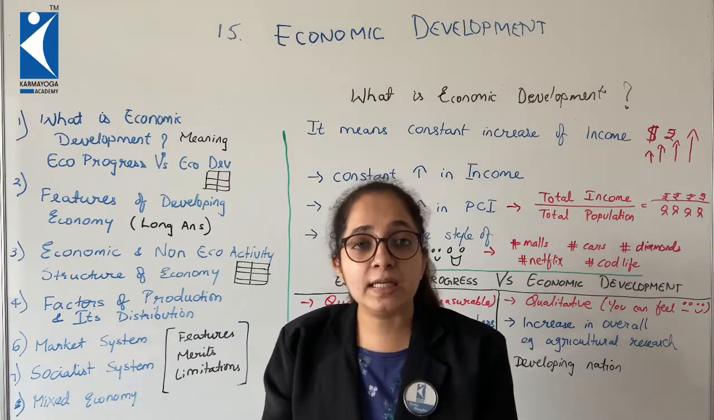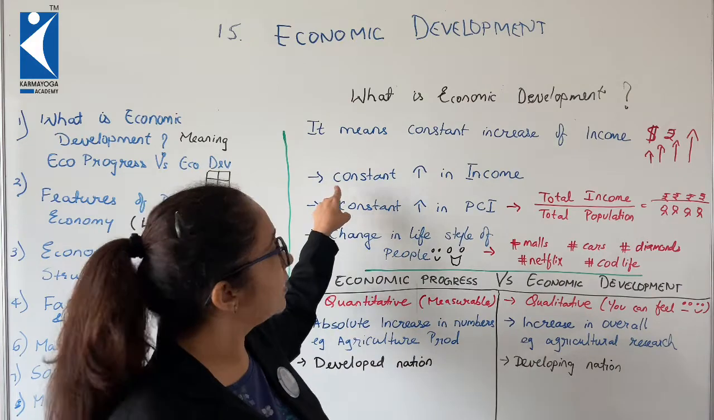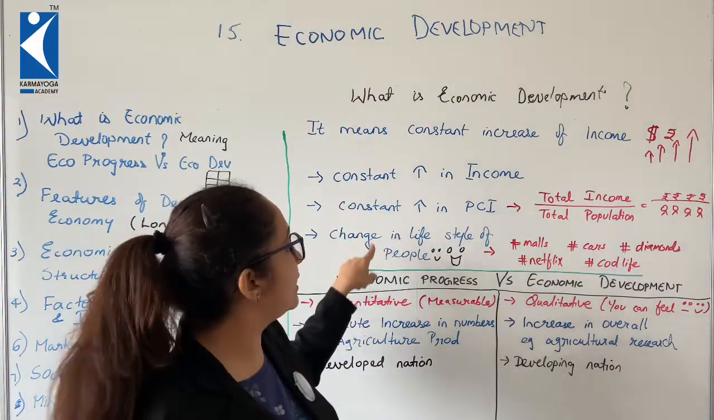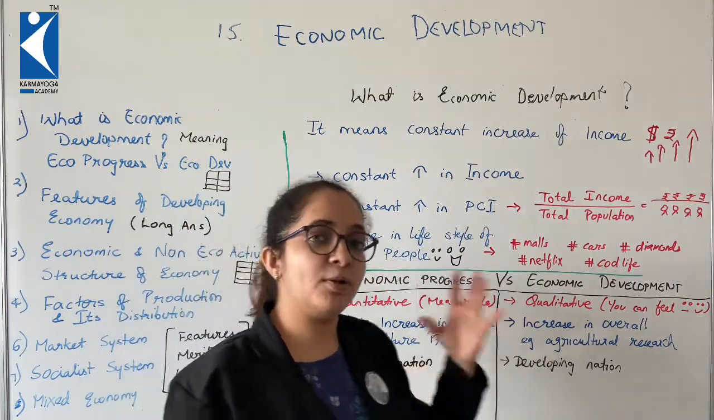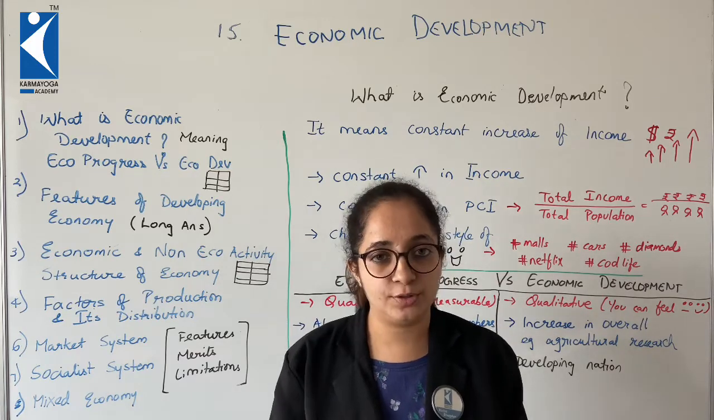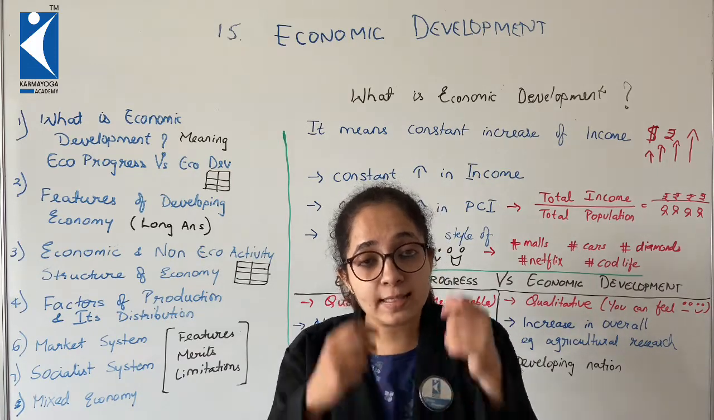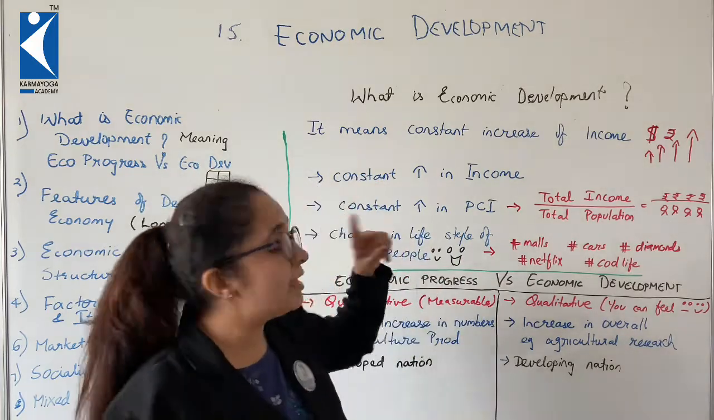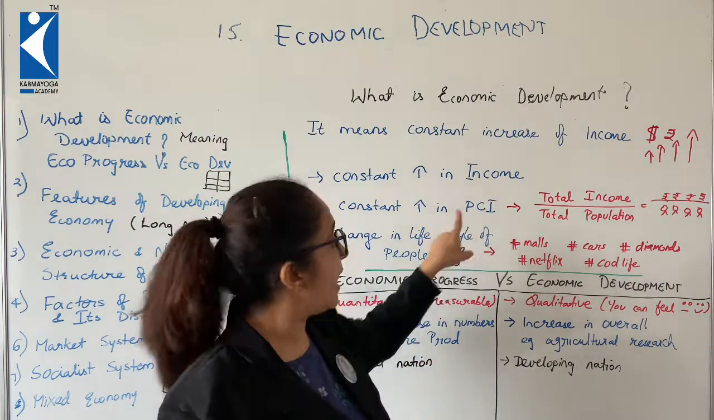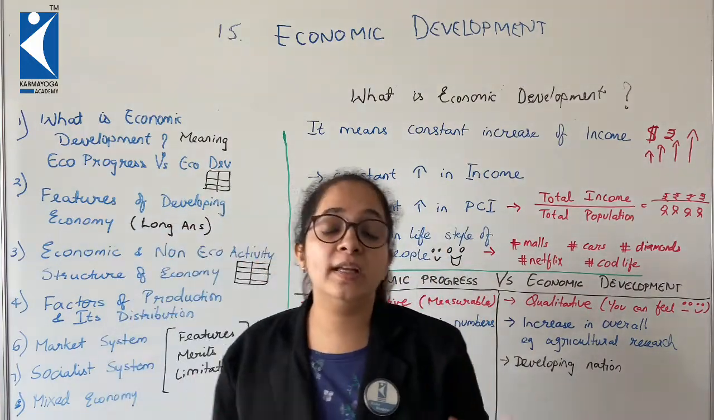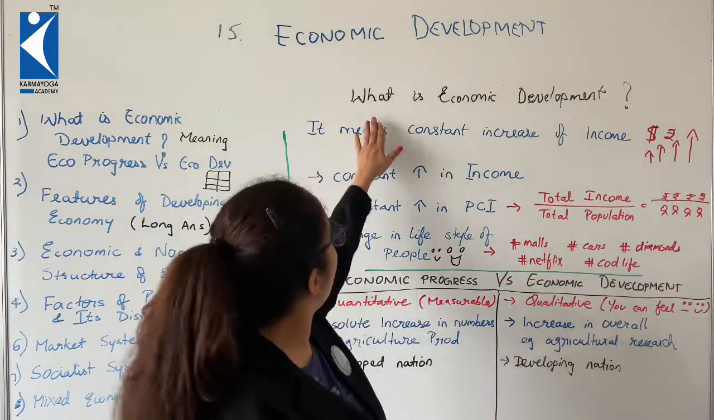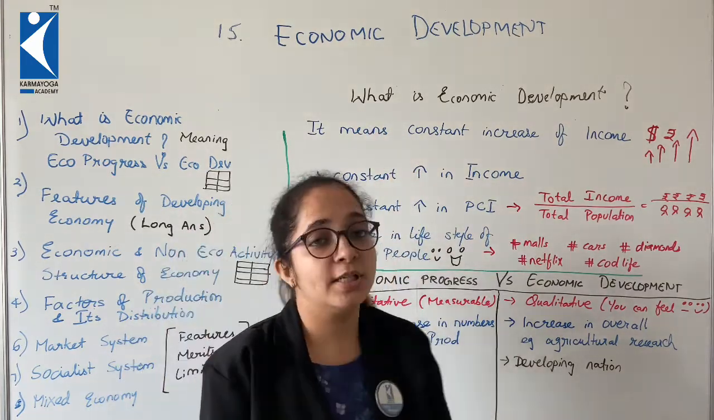So beta, in any country, when the people's income is constantly increasing, when the per capita income is constantly increasing, and when the lifestyle of people constantly increases, we can call it as development. We can call it as economic development, because money is involved everywhere. Income is money, per capita income is money, and lifestyle can increase only and only if there is increase in the income. Okay, so that's how economic development concept is.